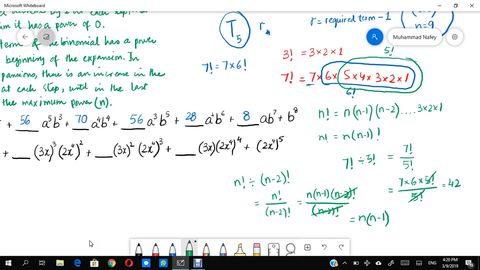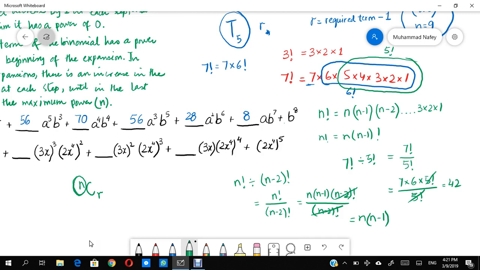Now we come to the second step, the second major chunk in binomial expansion, that is the binomial coefficients. The coefficients are obtained using the formula of nCr, where n is the power applied to the entire binomial and r is the required term minus 1. So if I want the eighth term of a particular expansion, r would be 7. If I want the 12th term, r would be 11.